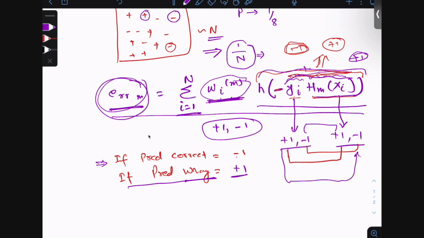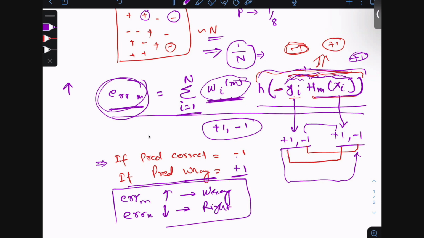So error will become, overall will go high. What will happen to error m? Error m will go high if my prediction is wrong, right? And error m will go down if my prediction is right. Now friends, think for a moment, does it make sense or not?